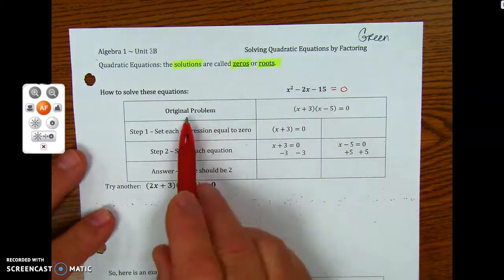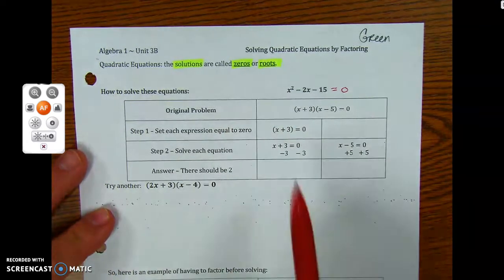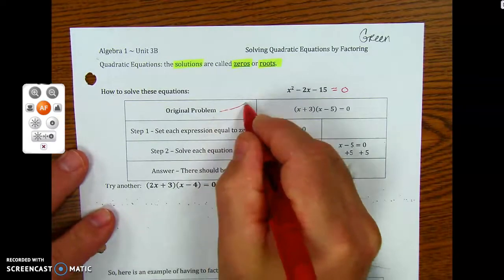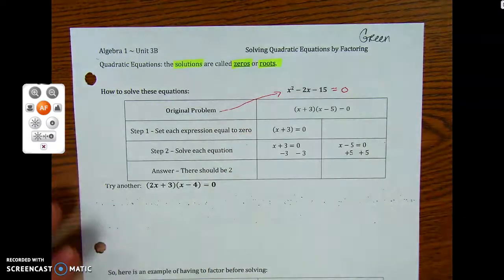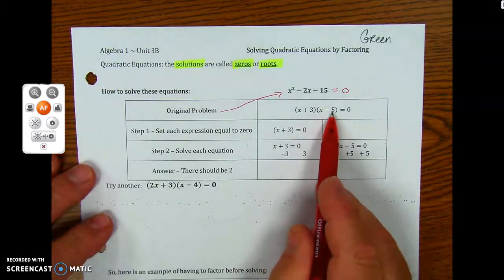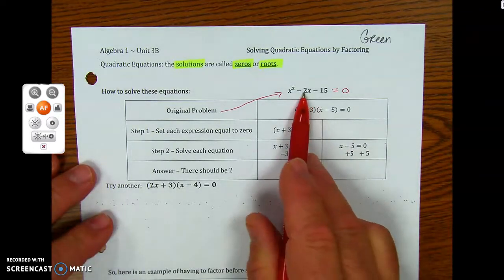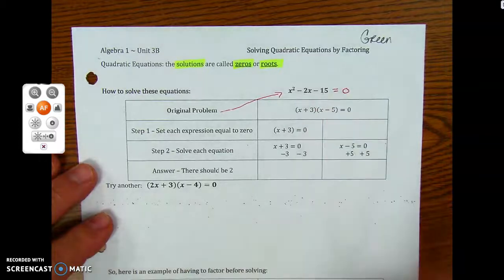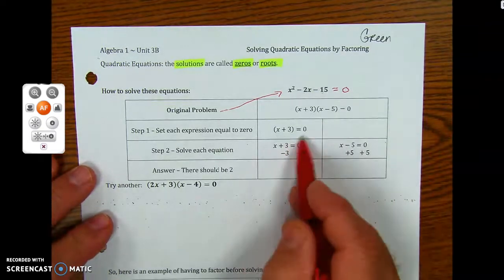This is really not the original problem. There's a couple mistakes on this page. Here is the original problem right there. Okay? And then we factor it. The magic numbers, -5 and +3, add up to -2, and they multiply to give you -15. Now, we've done one of these for you.